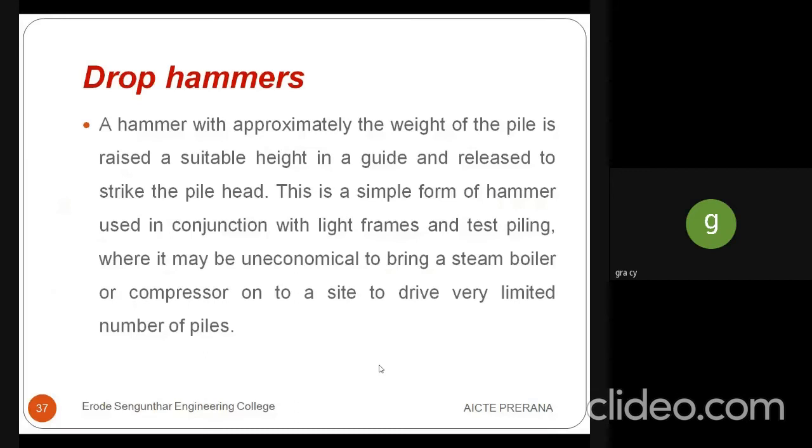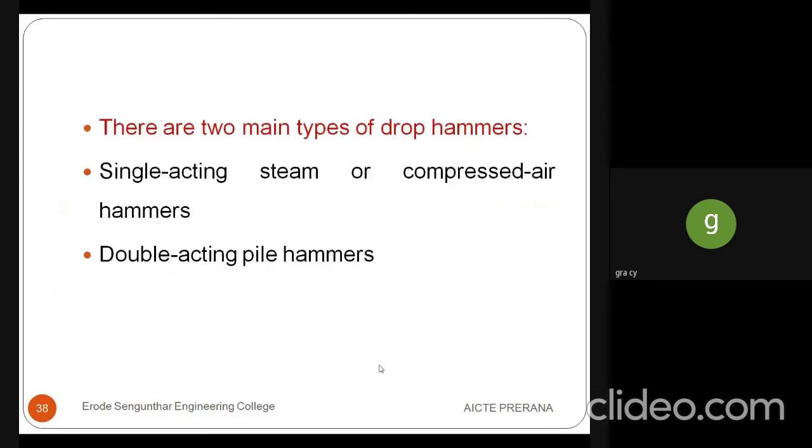It may be either a double acting steam hammer or single acting steam hammer. Yes, we can see the types of drop hammers. One is single acting steam or compressed air hammers, and the second one is double acting pile hammers.